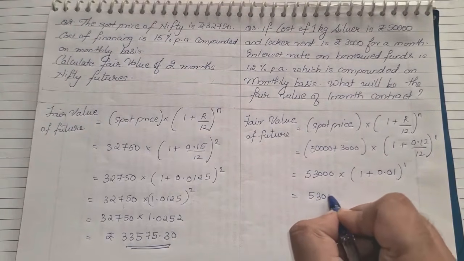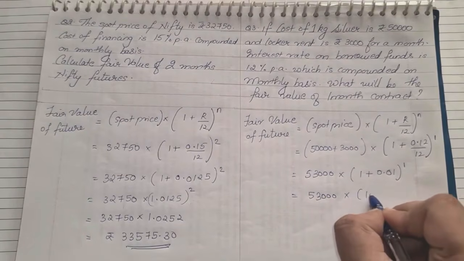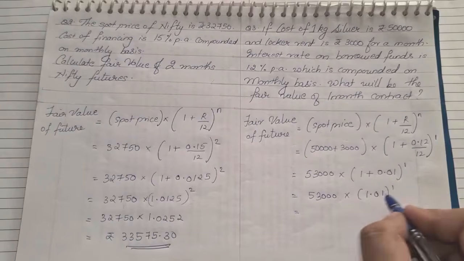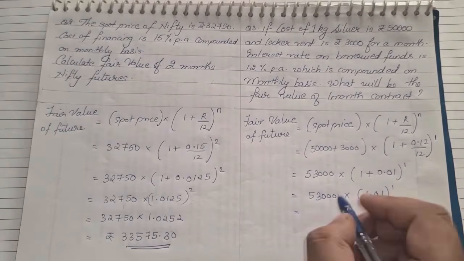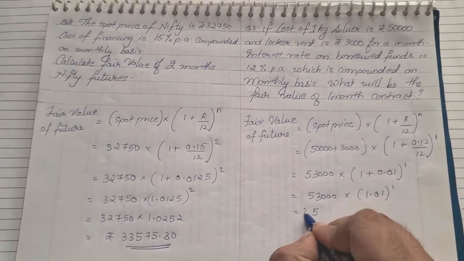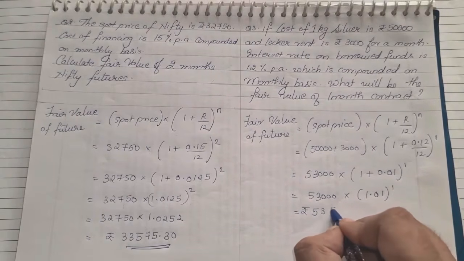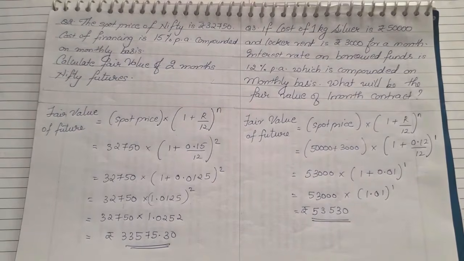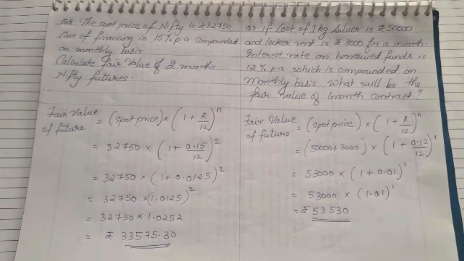When we add it, it will be 53,000 into 1.01 raised to the power of 1, which is again the same value itself. So finally you multiply, you get a final answer of rupees 53,530. That is the fair value of future for 1 month for question number 3. So I hope you all have understood the very first type of sum. Now let us see what is the next type of sum that you need to cover.